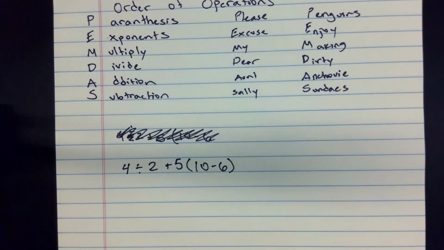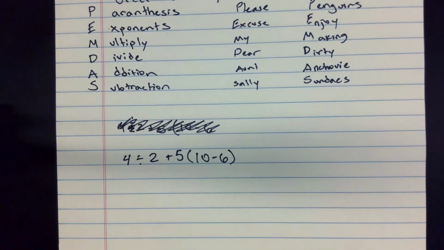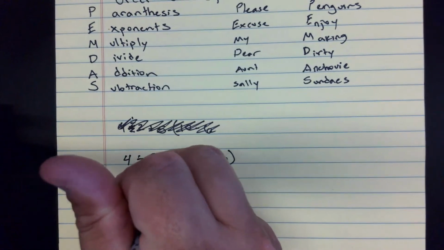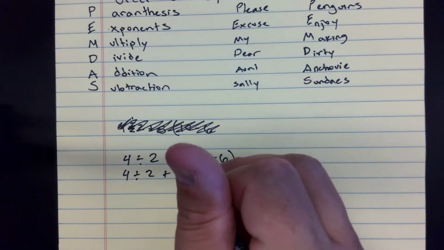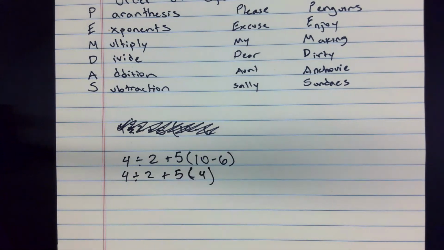So, let's start with Becca. What do I do first? 10 minus 6. Why do I do that first? Because it's inside of parentheses. What's 10 minus 6, Becca? Perfect. Okay, does everyone agree with Becca? Yeah, I agree. Notice here, I write out each step individually. Does everyone see this?